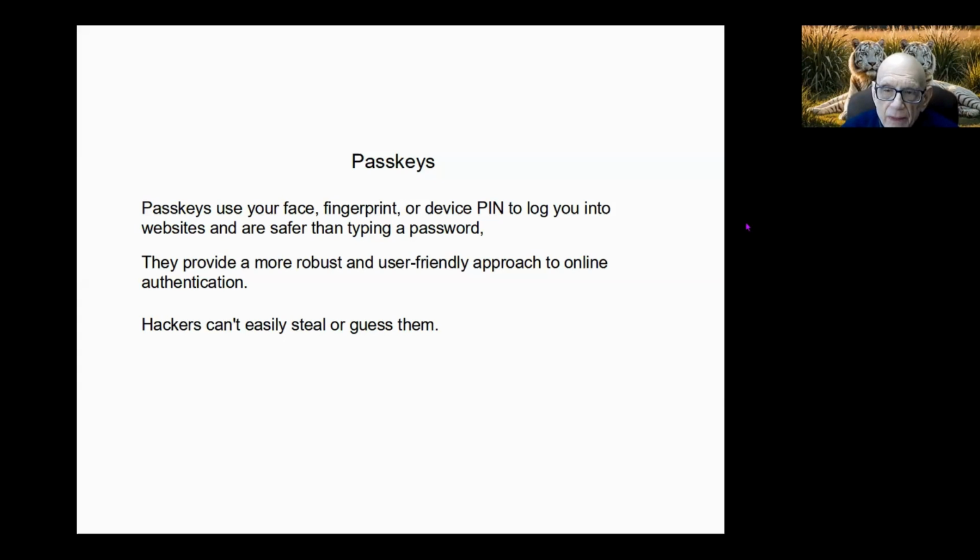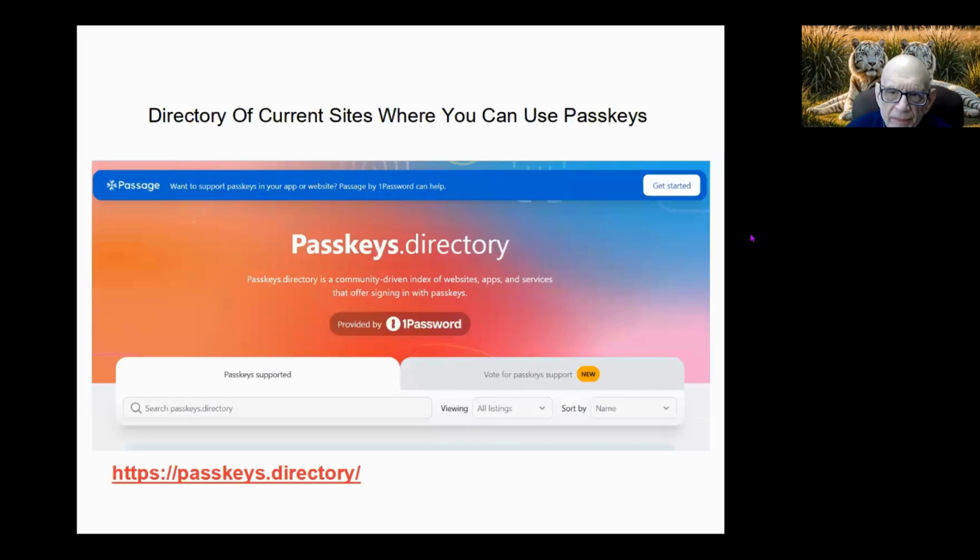Passkeys are the next level up. Here they use biometrics. They'll use your face, fingerprints, or a device PIN when you log into websites. They're more robust and user-friendly, and hackers generally can't easily steal or guess them. I'll have a link in the PDF as well about the different sites that you can use passkeys directly in. And that list is growing. I mean, compared to when we first looked at this, there are many, many more sites that are incorporating passkeys into them.